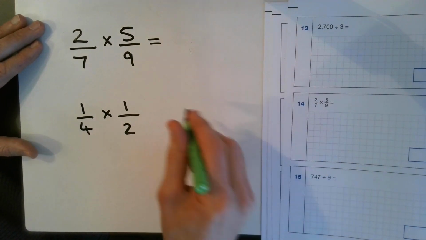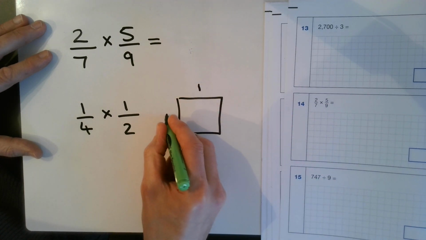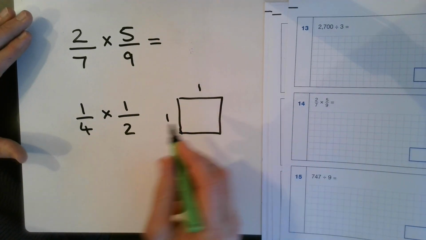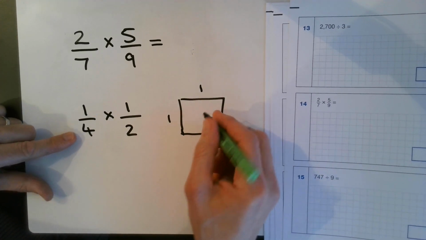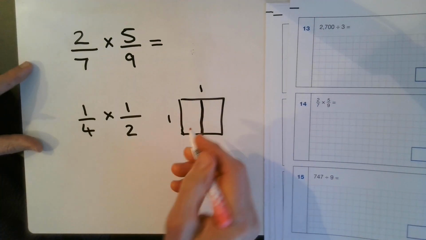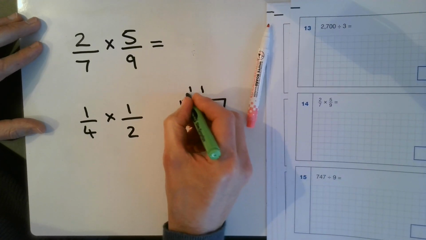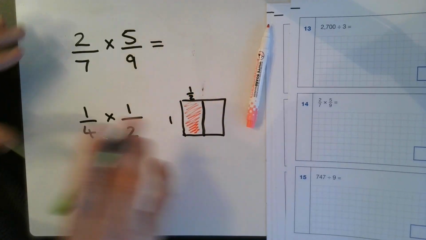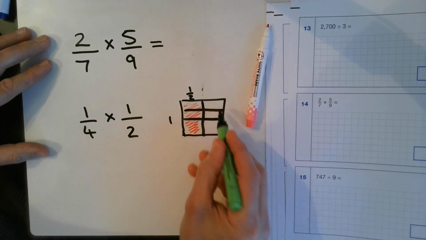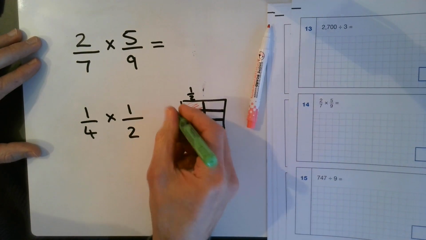So if we had a quarter times a half, imagine that's a square, and it measures 1 centimetre squared. Okay, so we have a half, if we split it like that, so we've got that half there. So that's a half. Let's get rid of that. And if we split this going along into quarters, that's a quarter.